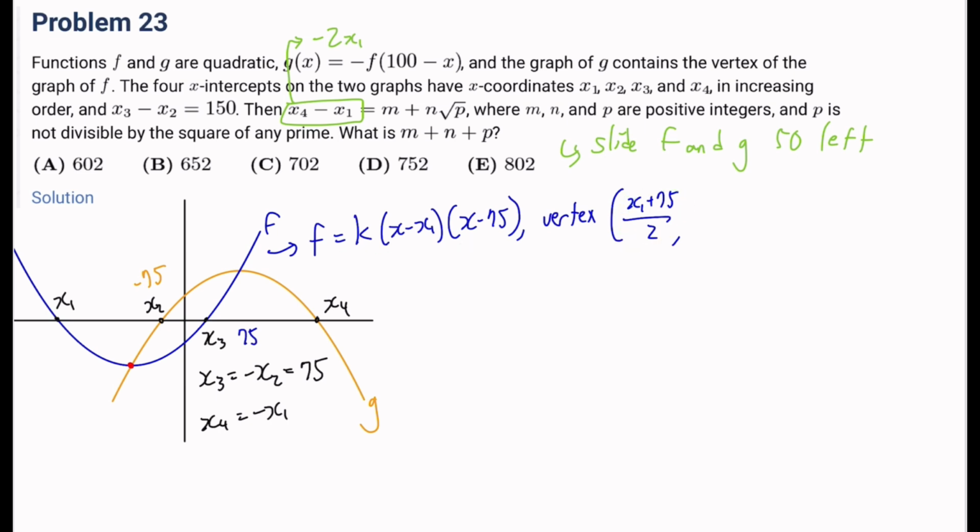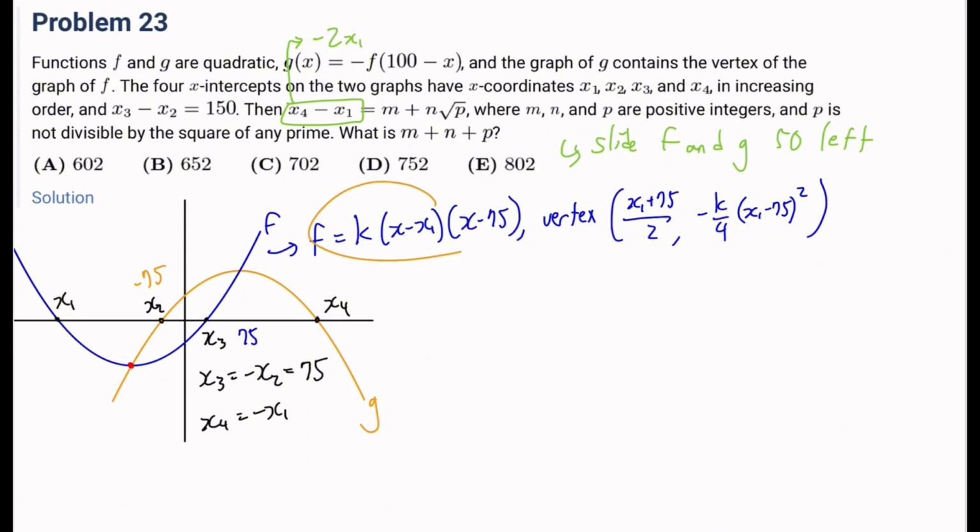And so that will give us k times, and then minus 1 over 4 times x1 minus 75 squared, like that, right? And simplifying that will just give us minus k over 4 times x1 minus 75 squared. Next we look at g, right? Because since this is also inside g, so this is a part of g, and so we'll just put that in the g thing, right?